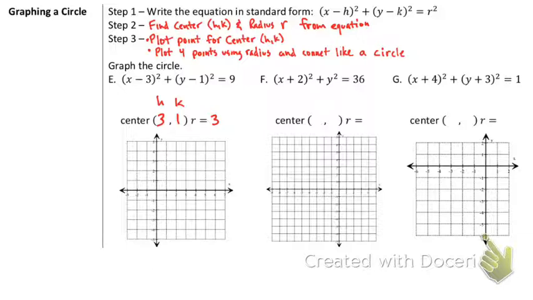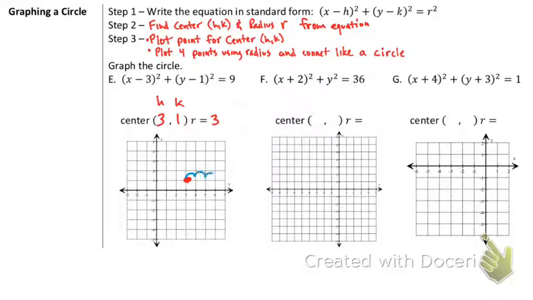Now we want to plot these points. So step 3, we want to plot H and K as our center. So 3, 1. Okay, there's our center. And then we're going to use the radius to plot 4 other points. Okay, so we know the radius is 3, which means I have to go 3 jumps away from the center to plot 1 point. So we're going to go 3 jumps away from the center. That's a definition of radius.